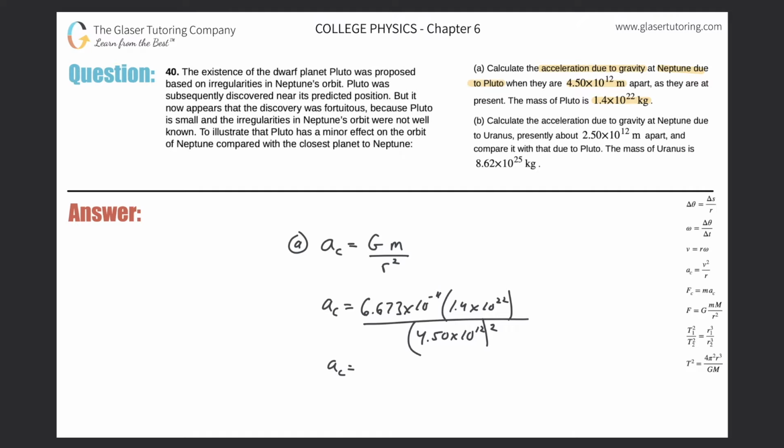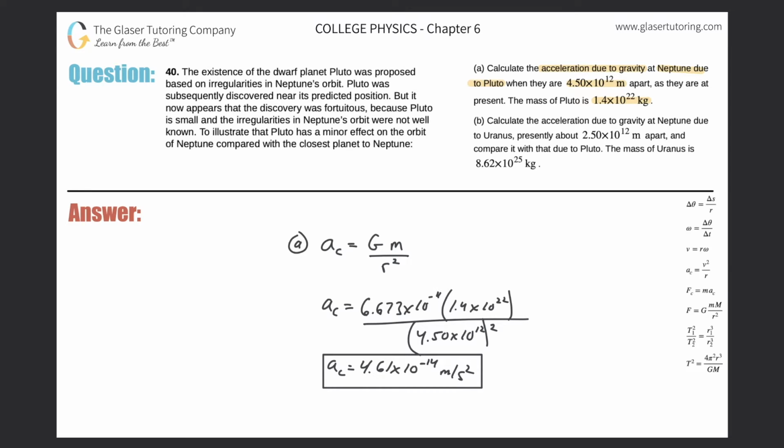So this is for letter A. So 6.673 times 10 to the minus 11 times 1.4 times 10 to the 22. Divide that by 4.5 times 10 to the 12th squared. And we get a value of 4.61 times 10 to the minus 14 meters per second squared. It's a very, very small centripetal acceleration. All right. So now let's take a look at letter B.